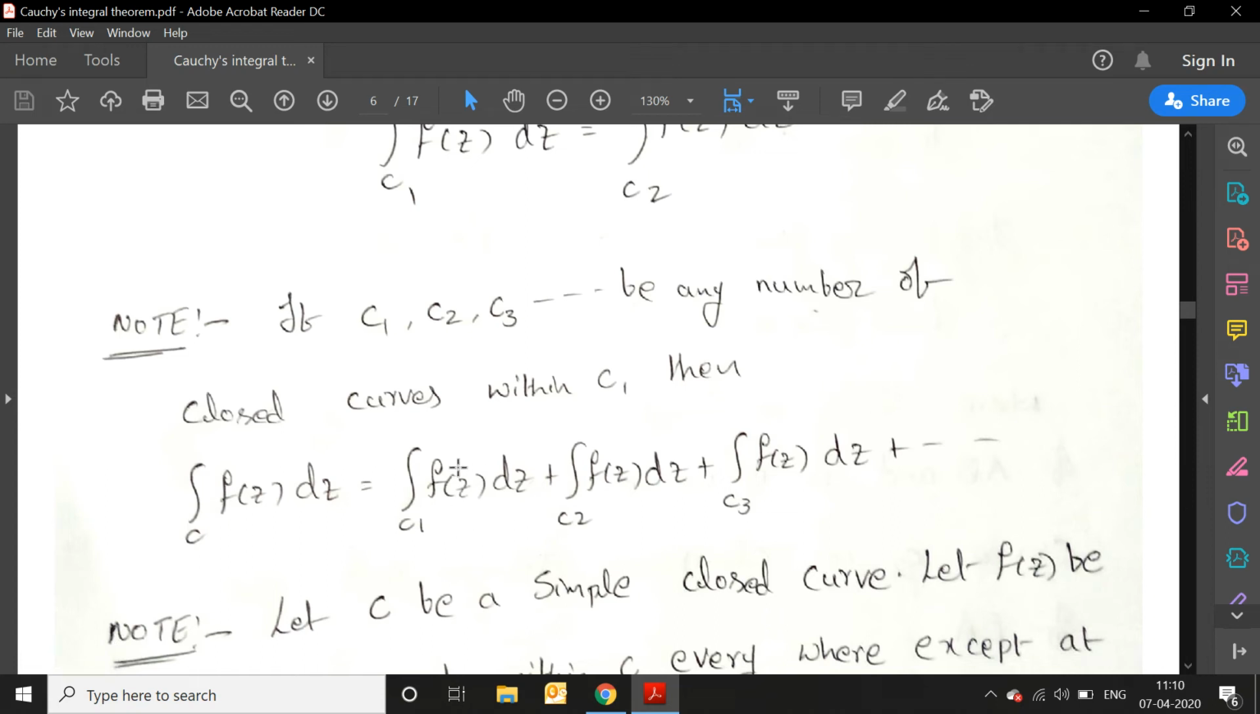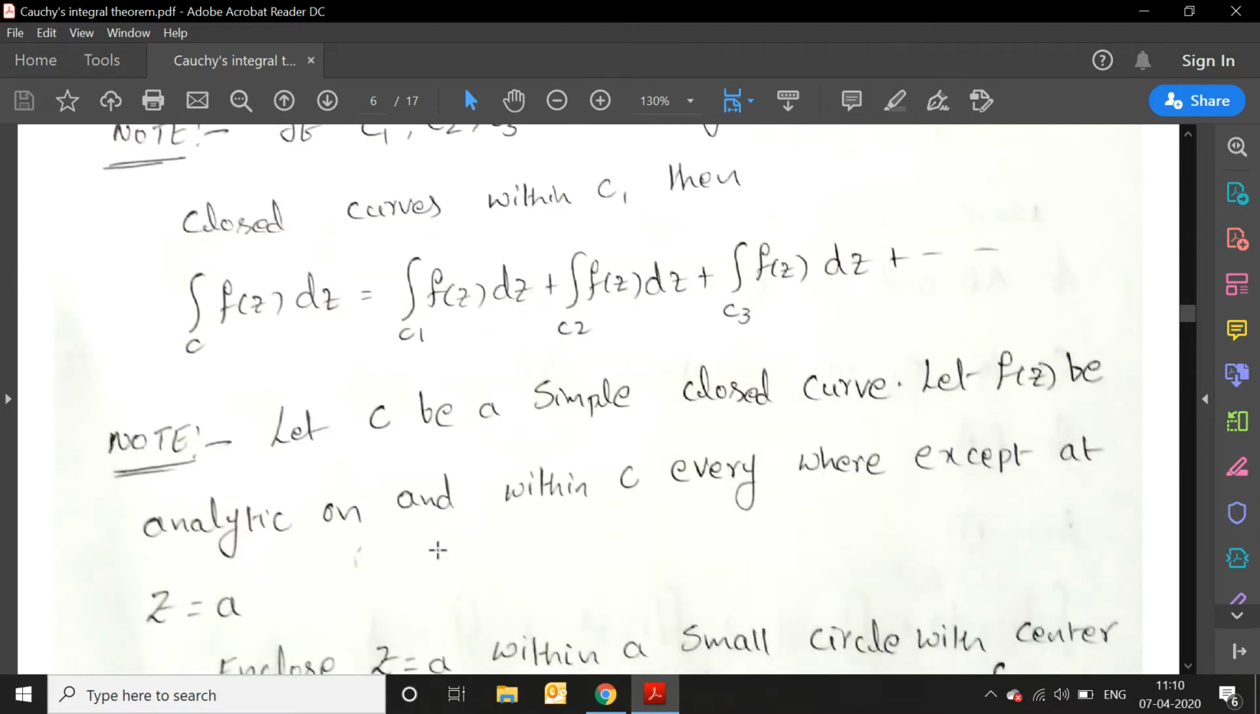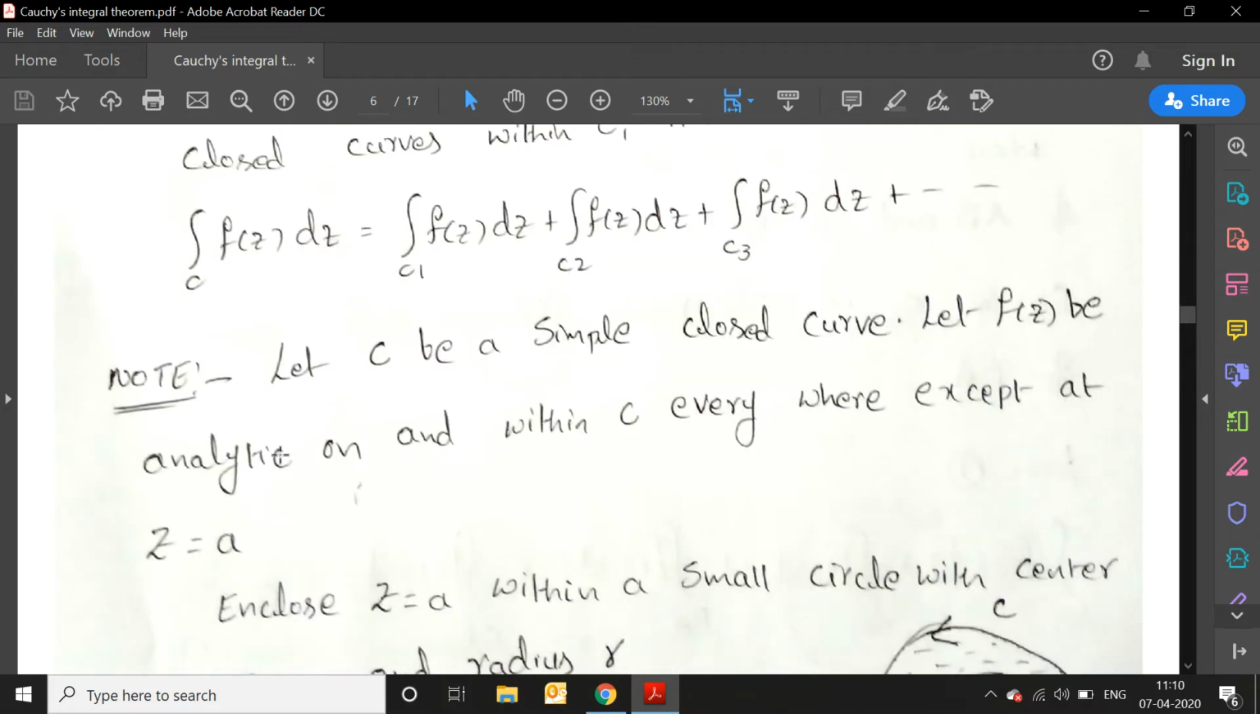So that's why we can call integral C1 f of z dz plus integral C2 f of z dz plus integral C3 f of z dz plus so on. Next, again we will discuss one more note. Let C be a simple closed curve and let f of z be analytic on and within C everywhere except at z is equal to a.